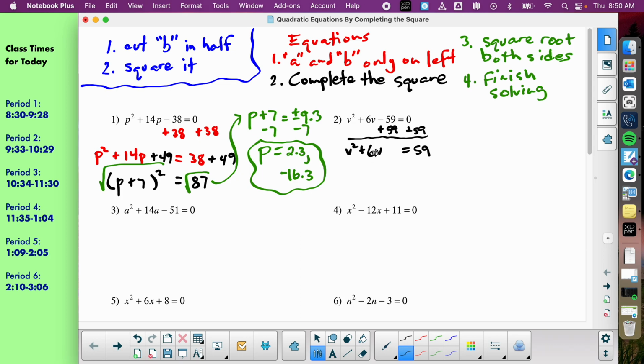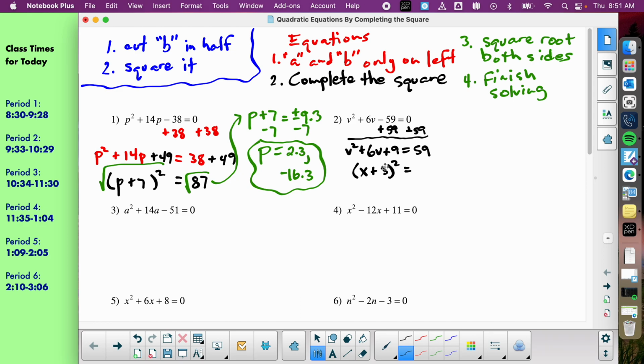Salim, I called on you. Do you want to pick somebody? No. Okay. Who should we go with? Minnie. Let's go with you. What number am I going to put here? And I can give you the steps if you need them. 9, perfect. Because I feel like some of you are probably just doing this step in your head now. Take half of 6, which is 3, square it. And then immediately what I'm going to do is that 3, I will put in the parentheses.